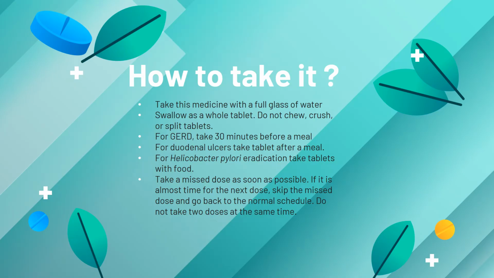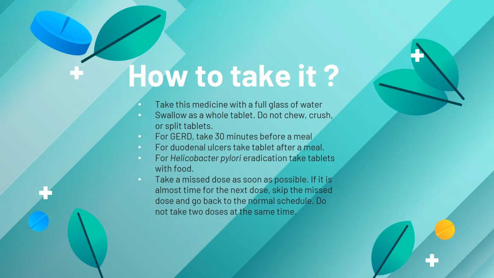Now let's discuss how to take this medication. Patients are generally advised to take this medication with a full glass of water. Swallow the tablet whole. Do not chew, crush, or split the tablets. For GERD treatment, take 30 minutes prior to a meal. To treat duodenal ulcers, take the tablet after a meal. For H. pylori eradication regimen, take the tablets with food.